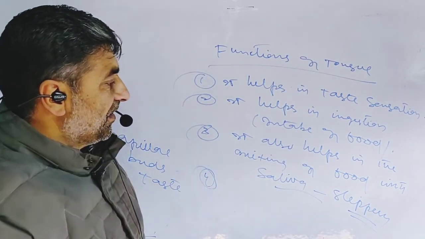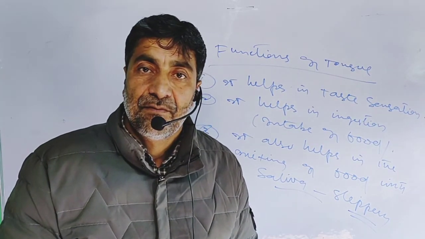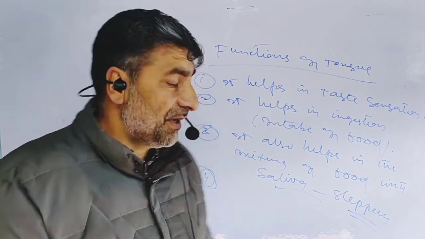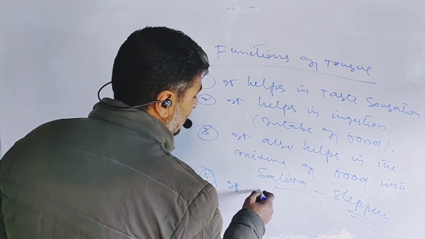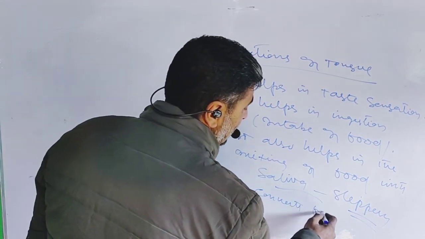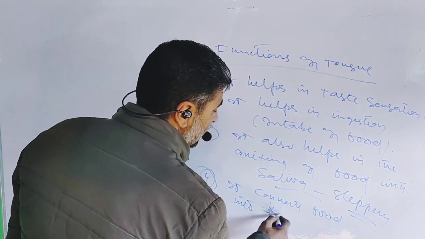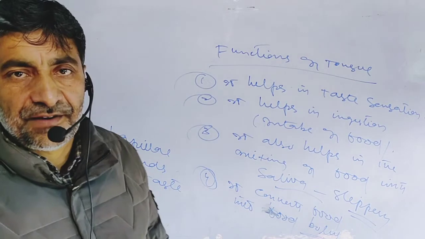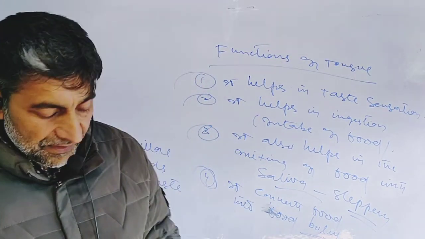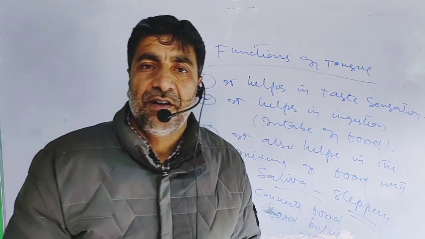Another function of the tongue: it converts food into food bolus. Food bolus is formed by the tongue for easy swallowing. So these are the digestive functions of the tongue. The rest of the tongue we will study in the nervous system.